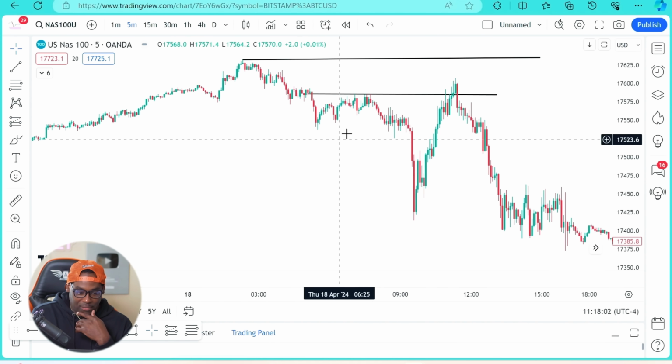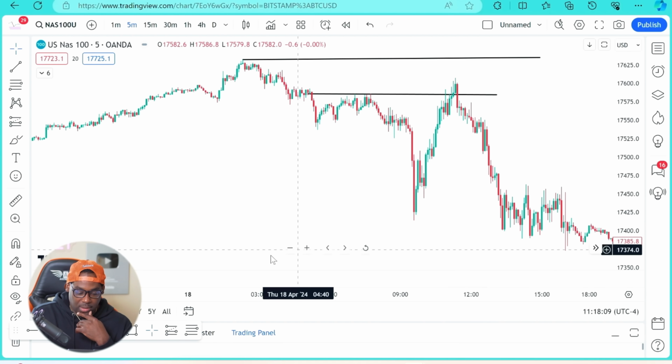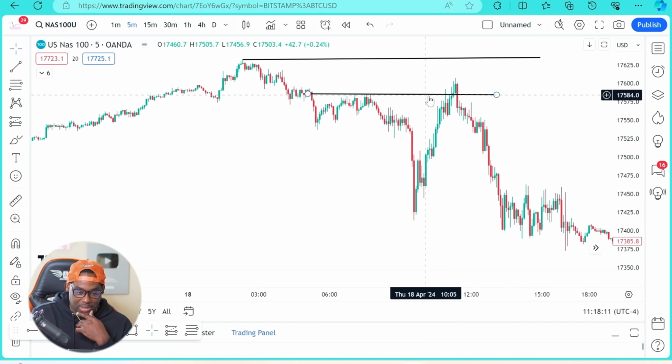All right, so right here we have a resistance, and then we see that the market is going to that resistance. We can say, all right, as soon as it hits that resistance, we want to go short.